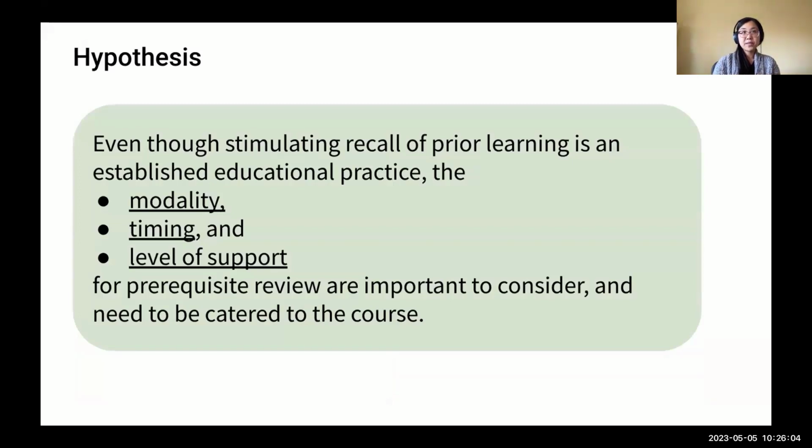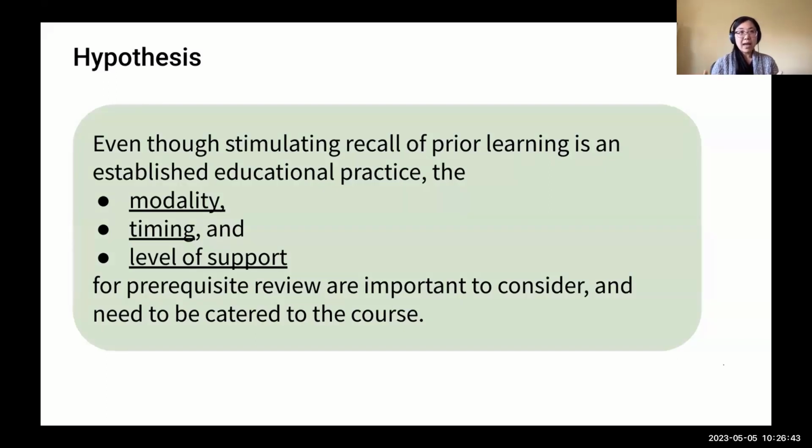So to summarize and to wrap up, even though prerequisite review is not really something new, the way we do it can depend on the course context, and the optimal modality, timing, and level of support are important to consider for that particular course. In our particular context, which is a machine learning course with a heavy workload, we tried a way to do prerequisite review that's just in time, right before the lecture, and that provides support via video resources.